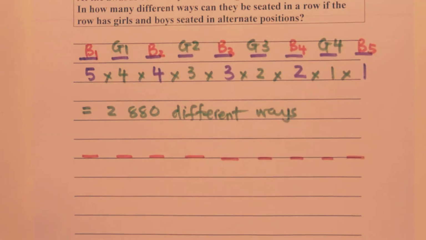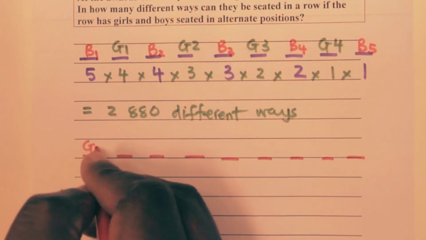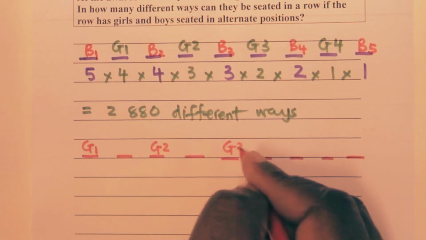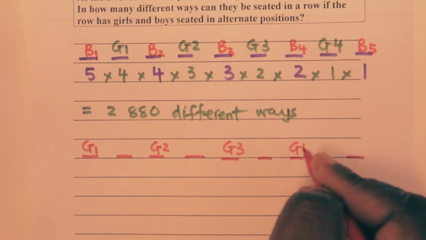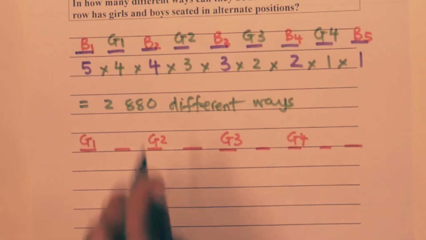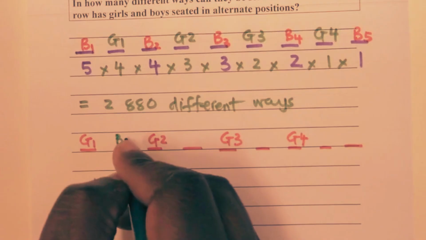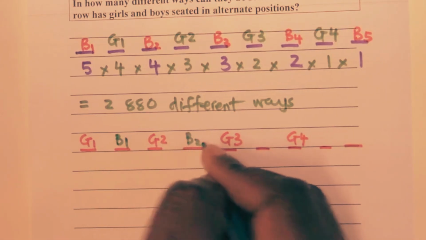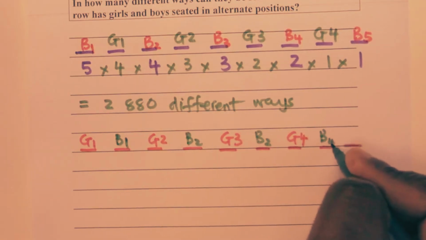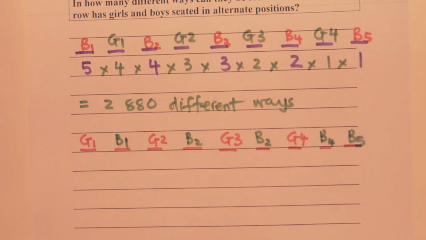So we've got our 9 positions, and we are going to start with a girl. So I'm going to put the first girl here, the second girl, the third girl, and then the fourth girl. Then if I'm going to put the boys, I'm going to put the first boy here, the second one, the third one, the fourth one, and then the fifth one.